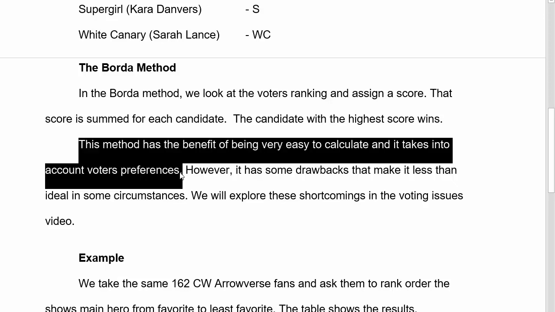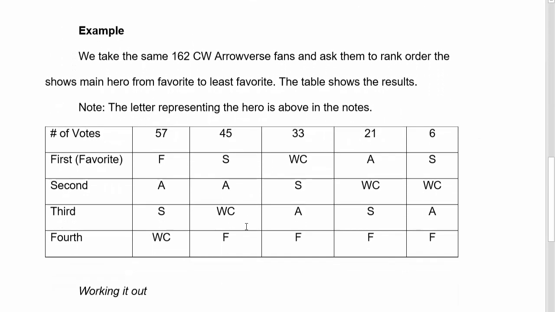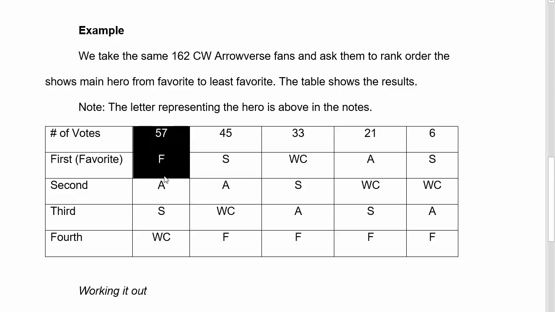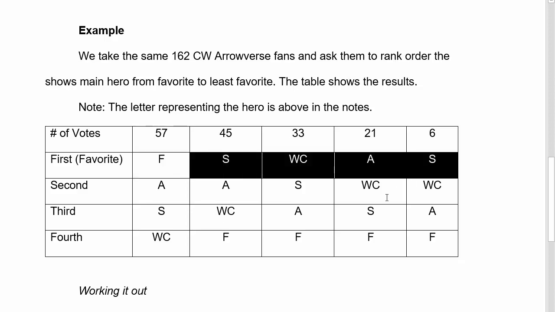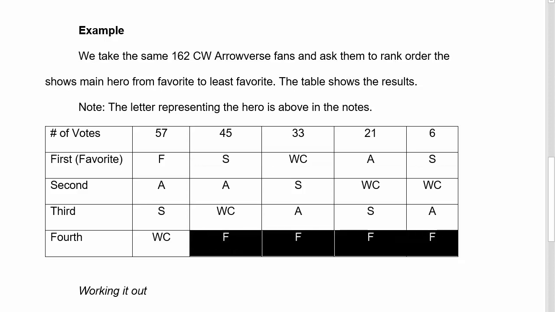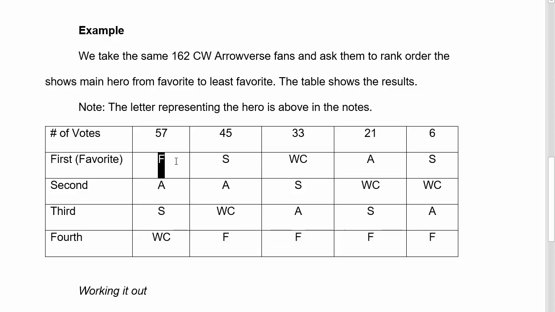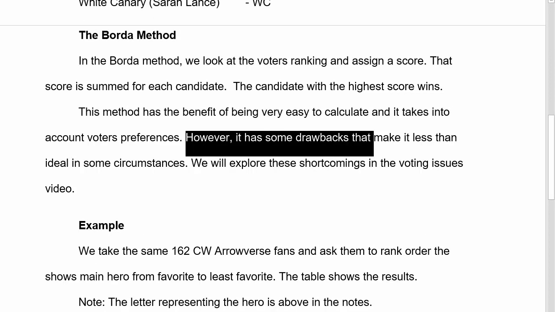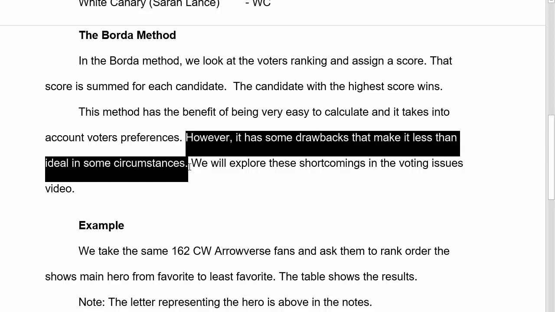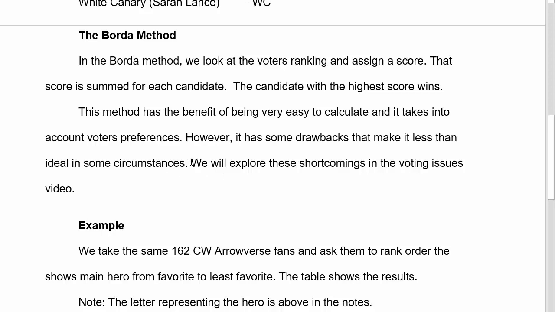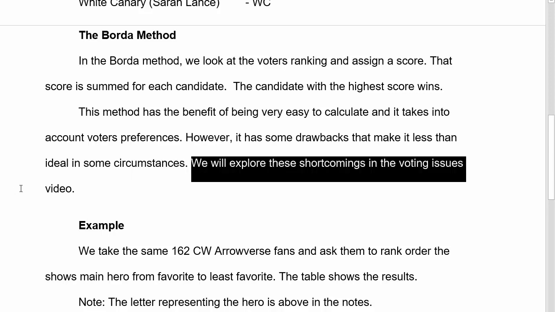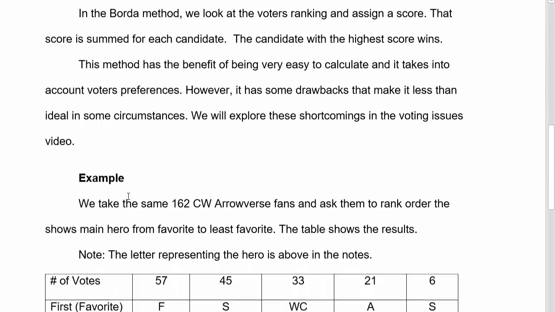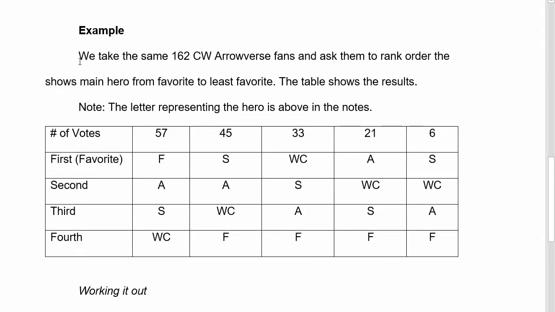So maybe one group, we saw this in the plurality method, one group likes Flash and nobody else comes in, but all of the other groups didn't really prefer Flash, just this one group. And so maybe Flash being the winner isn't such a great idea. However, the Borda method does have some drawbacks that make it less than ideal in some circumstances. And we're going to explore those shortcomings in the voting issues video that's coming up at the end of the series. Now we want to jump into our example.